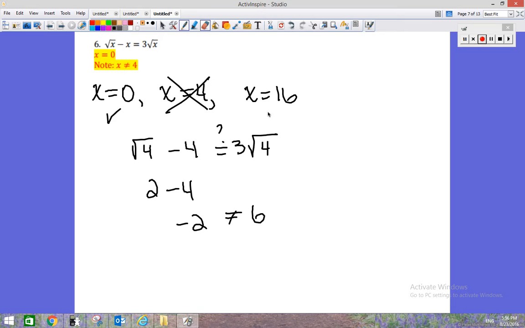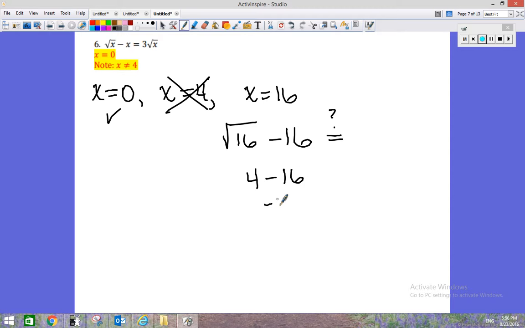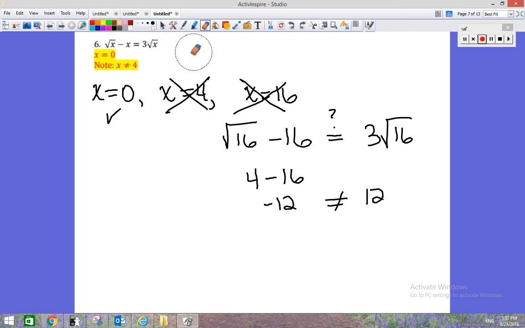Let's check the 16. We have the square root of 16 minus 16, and that's going to be negative, the 4 minus the 16. And on this right-hand side, a positive number times a positive value, we've got 3 times 4, which is 12, and they aren't equal. So these two are extraneous. I don't know why I put note x is not equal to 4. I should have also had note that x is not equal to 16 if I'm doing that, but why I just didn't call them extraneous, I don't know.